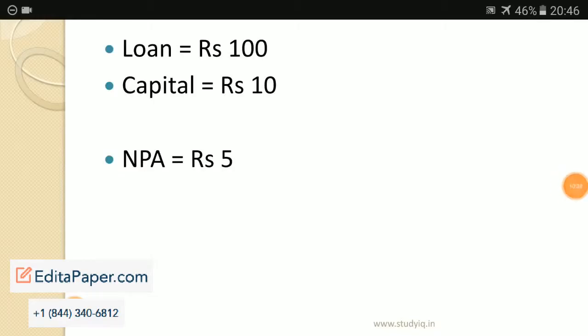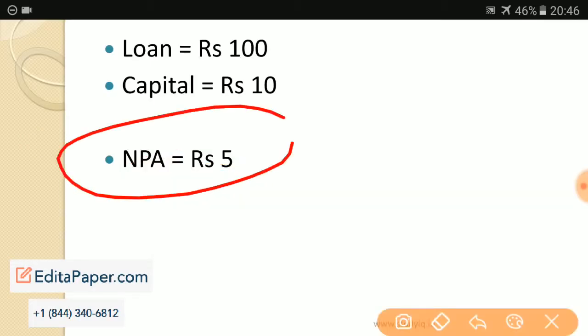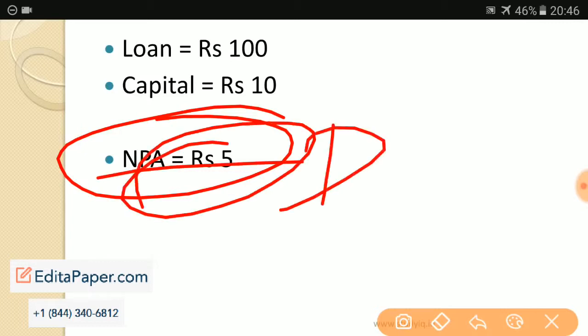Now let us just consider that there is an NPA of 5 rupees. Okay, we are in this particular portion, we are seeing the impact of NPAs on the banks. So let us say there is an NPA of 5 rupees. It means that this 5 rupee won't come back now, and banks have categorized this loan as a non-performing asset, and this 5 rupees is dead and it won't come back now.